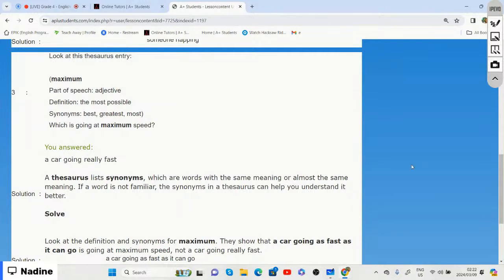Then we have the word maximum. If we look at the word maximum, this is now specifically for our thesaurus words. The part of speech for maximum is an adjective. All right. So now let's go to our test.